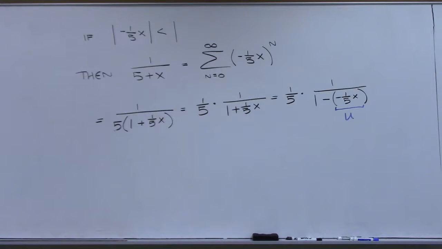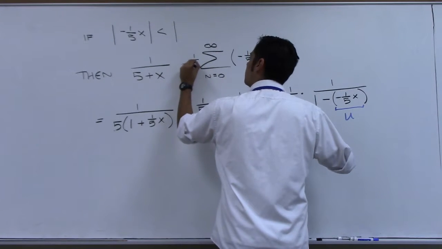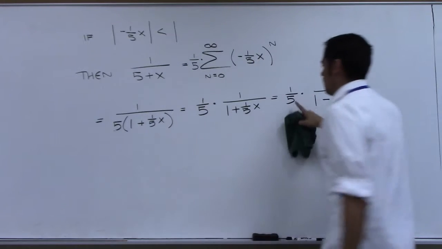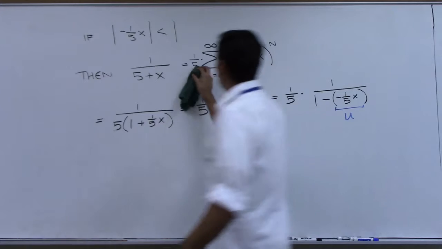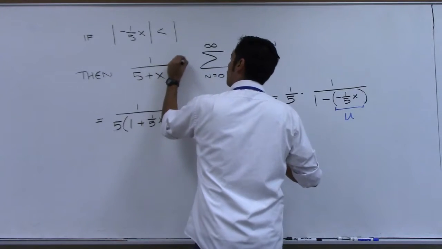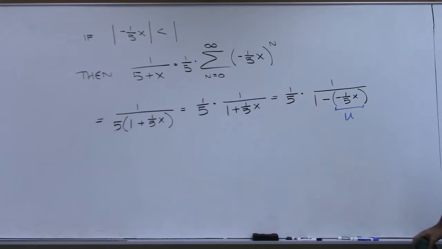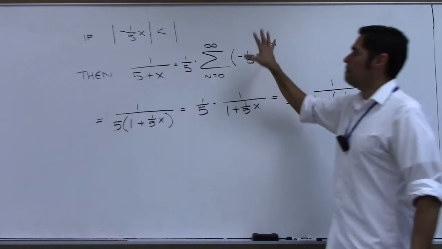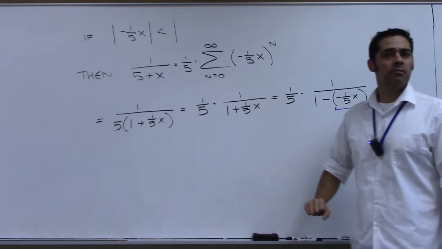Understand that? Yes. What about the 1 over 5? 1/5. Yes, thank you. This 1/5 right here. Thank you for catching that. I forgot to put the 1/5 in front. Let me move this over. Okay. That better? All right, so this is a power series representation of this function.